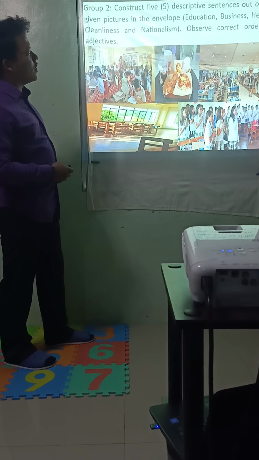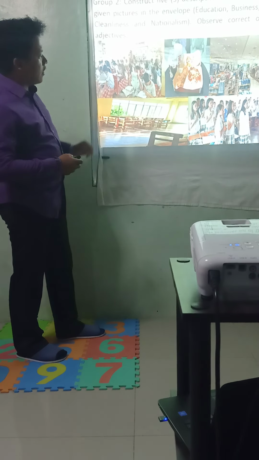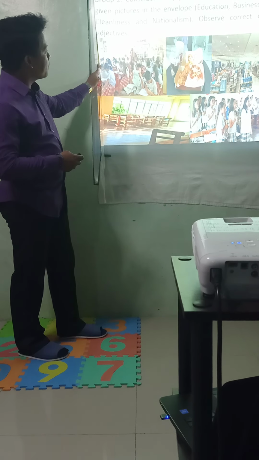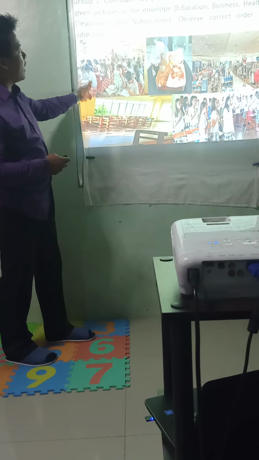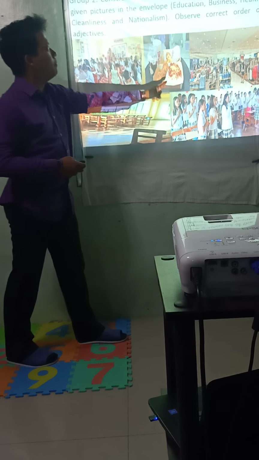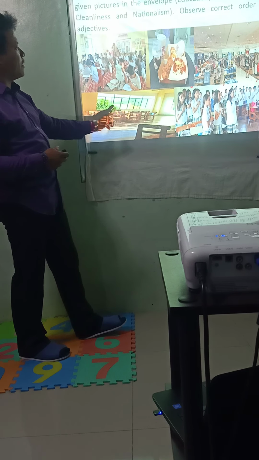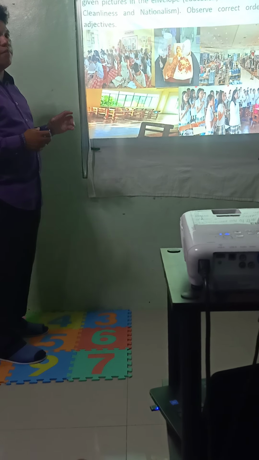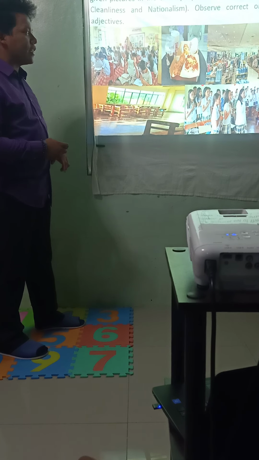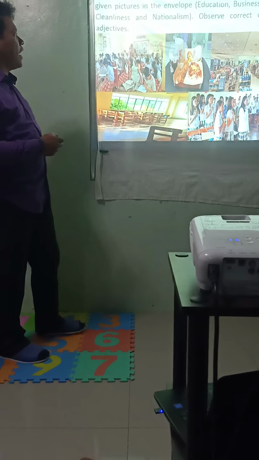So, the pictures inside the envelope are like this one. This one for education, for business, for health, for cleanliness, and for being nationalistic. We're going to construct 5 descriptive sentences per picture with correct order of adjectives.